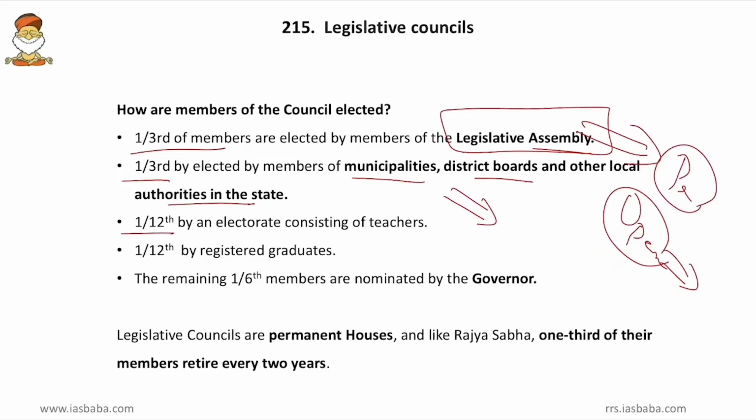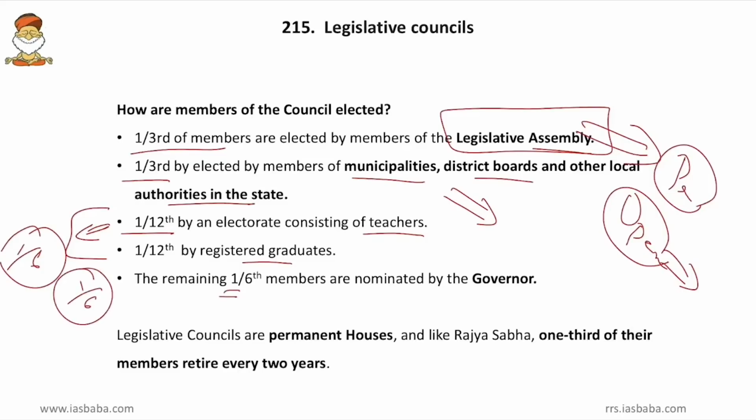Then 1/12 are elected by an electorate consisting of teachers. So 1/12 by the teachers' constituencies, and a further 1/12 by the graduates' constituencies. So these two will form 1/6. The remaining 1/6 are nominated by the governor. They are nominated from among those citizens who have achieved exceptional work in the fields of science, art, literature, public welfare, or any of that sort. Yes friends, so this is how the membership of the legislative council is constituted.